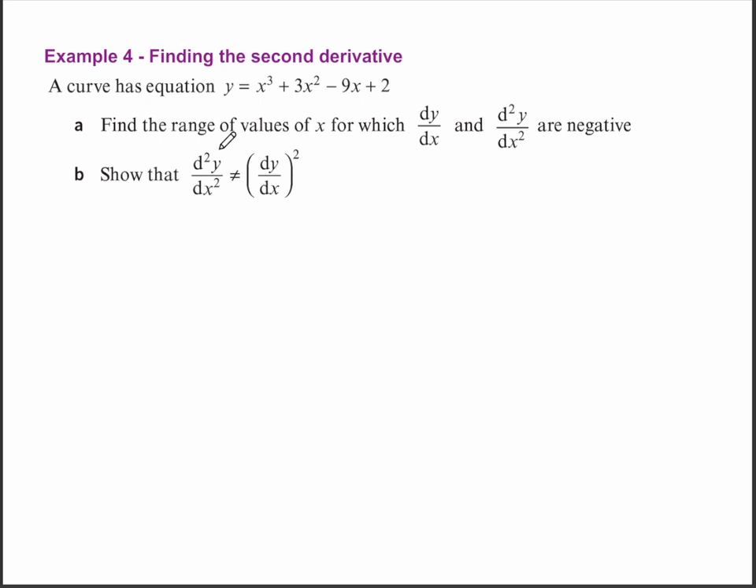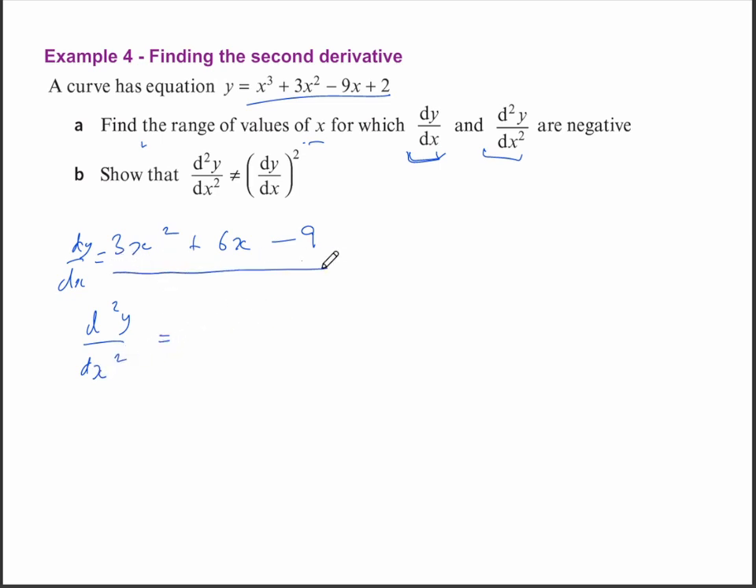Final example, a curve has an equation y equals x cubed plus 3x squared minus 9x plus 2. Find the range of values of x for which the first derivative and the second derivative are negative. So we'll start off with that. We can find the first derivative and the second derivative first. So the first derivative for this is going to be 3x squared plus 6x minus 9. That's your first derivative, dy over dx. Then our second derivative, d2y over dx squared, is going to be the derivative of this right here, which is going to be 6x plus 6.